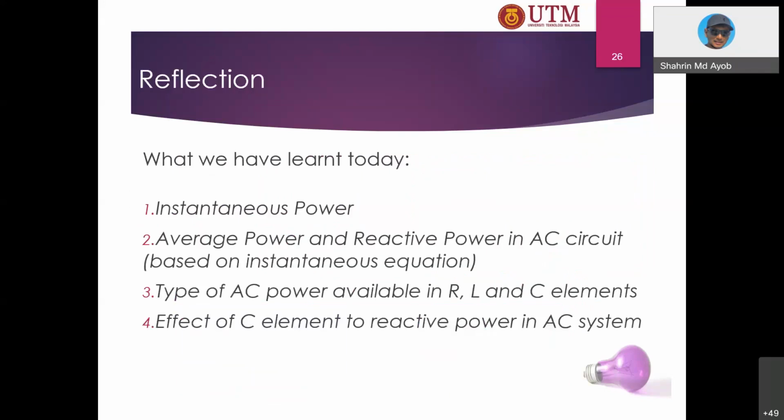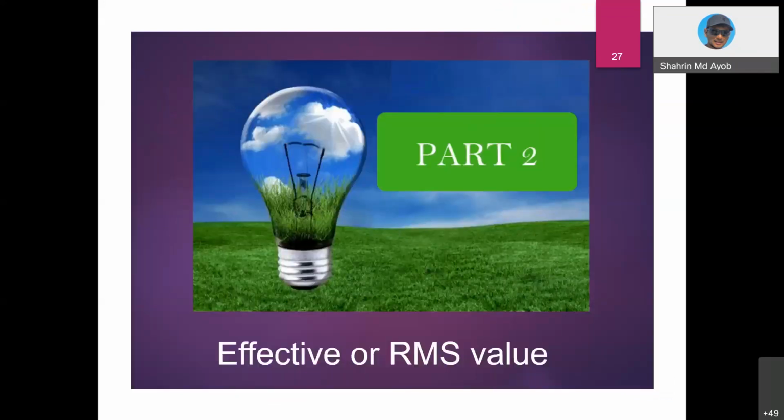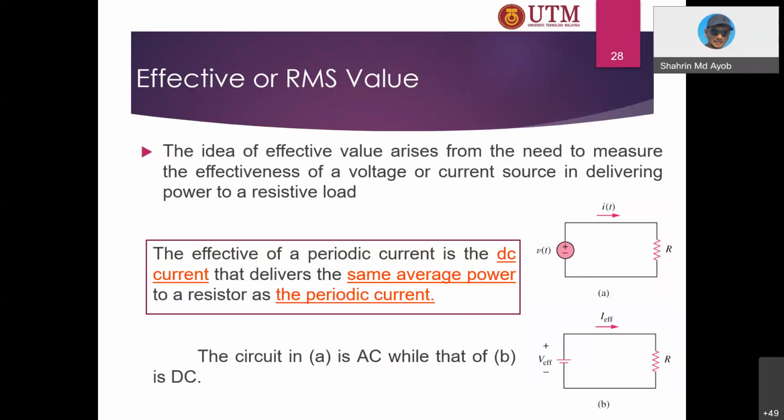Okay, part 2, which is the effective or RMS value. So what is the RMS? Usually in AC power systems, you always hear about RMS, 240 volt RMS, 100 RMS, and so on. So what is actually RMS? In the AC system, some effective value is required to calculate the power absorbed by the load. For example, you have this kind of AC circuit.